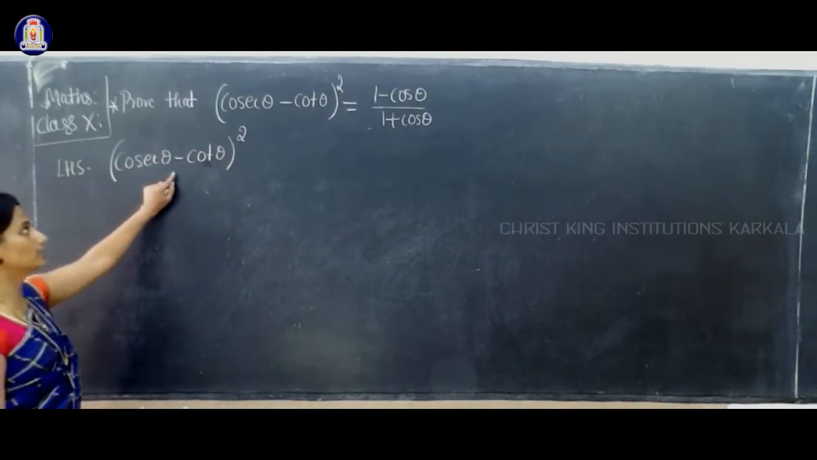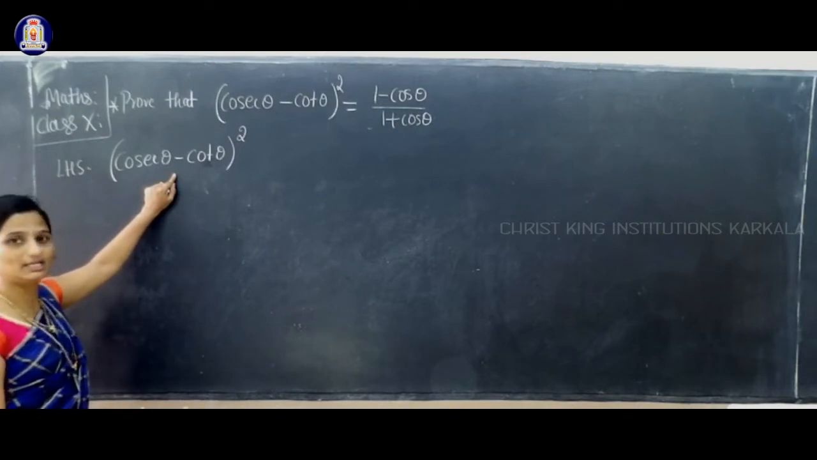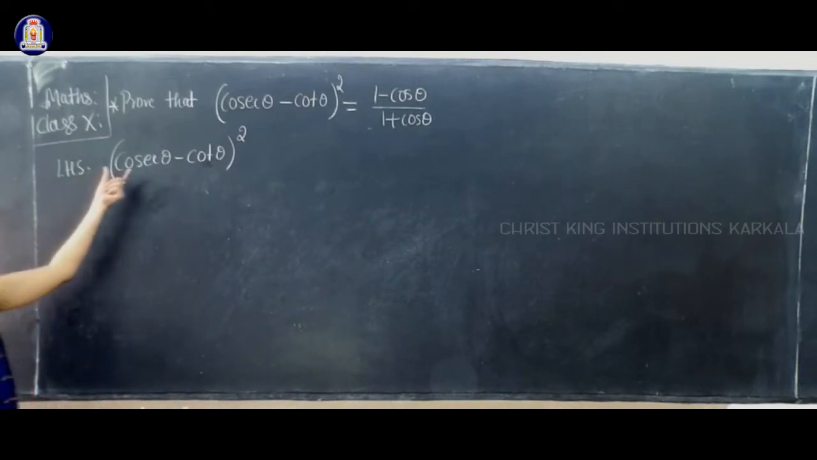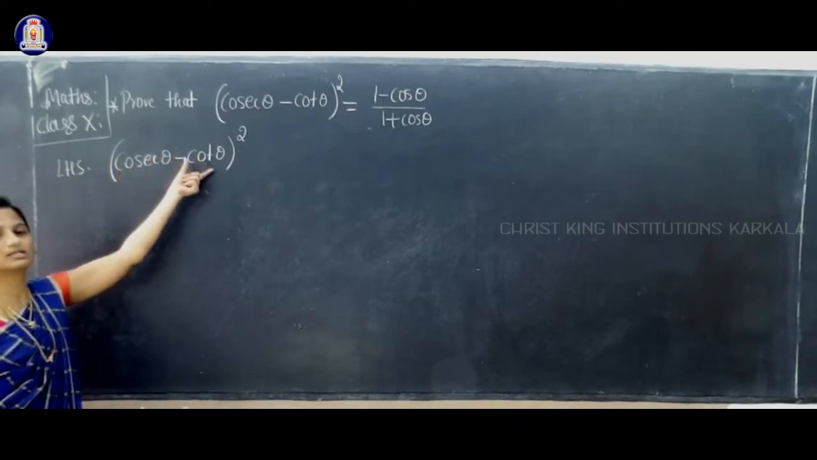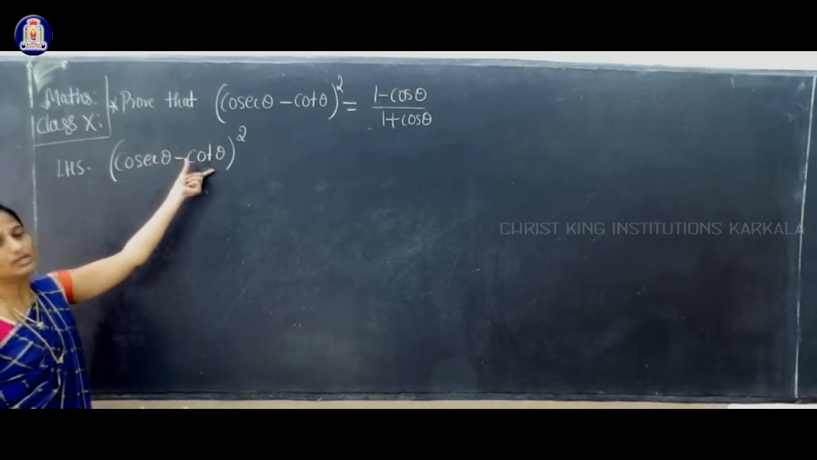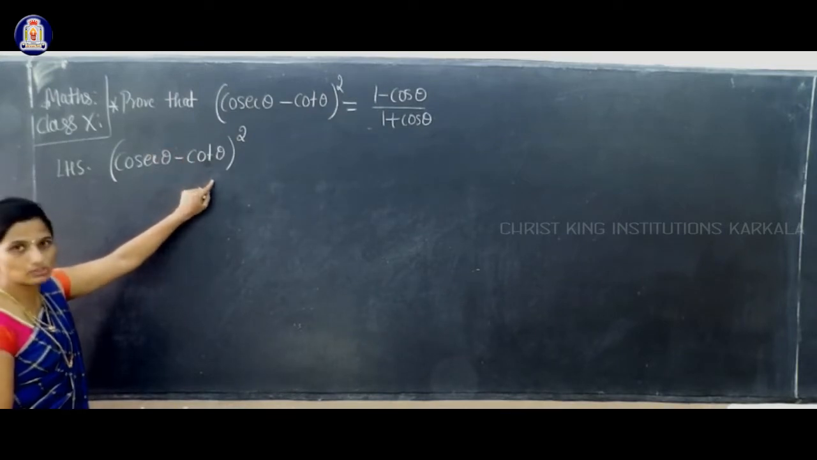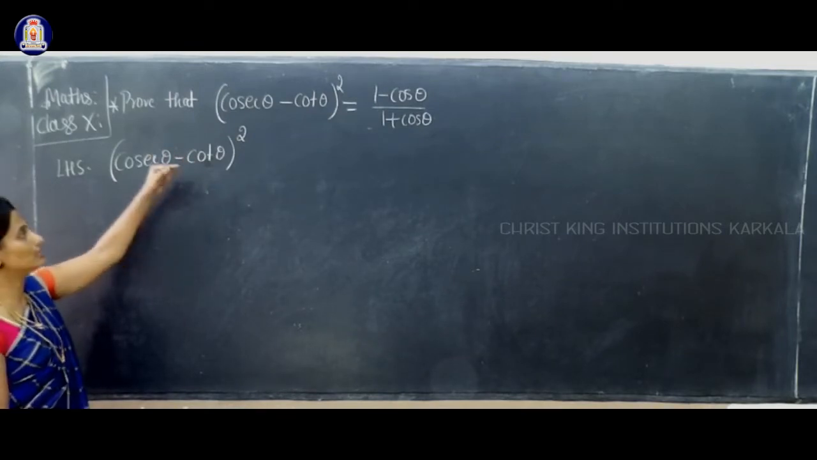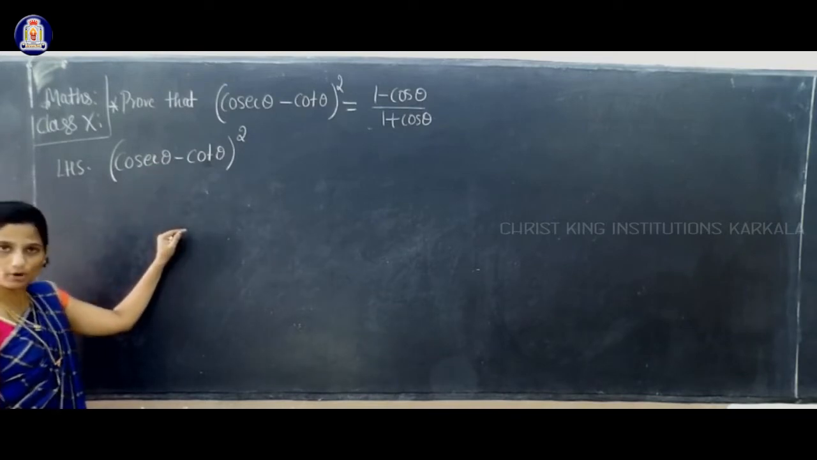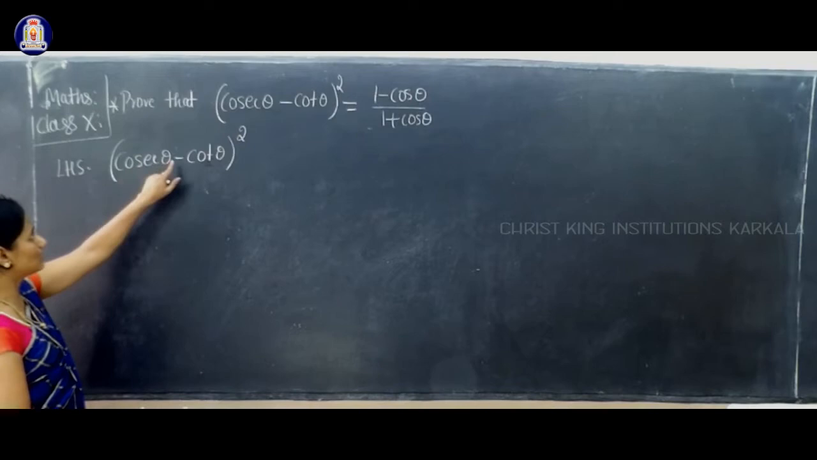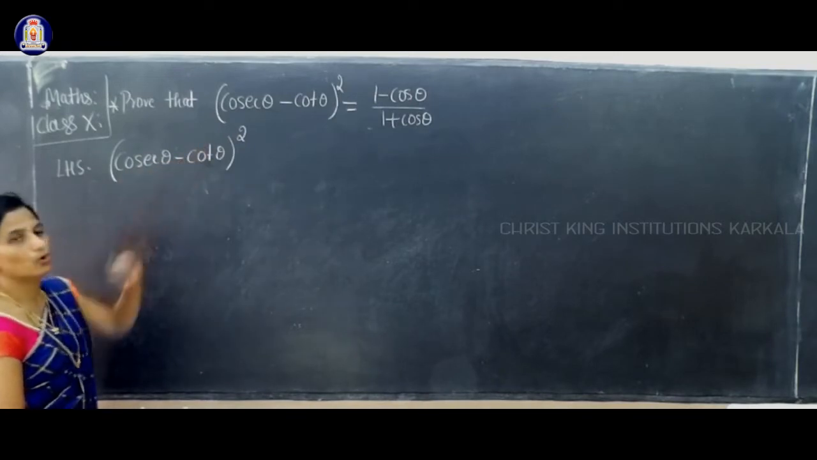Is it possible to use identity here? No. Why is it not? Because here it is not cosecant square, here it is not cot square, right? So we can't use identity. Is it possible to use rationalization? No, because there is no numerator by denominator, right?